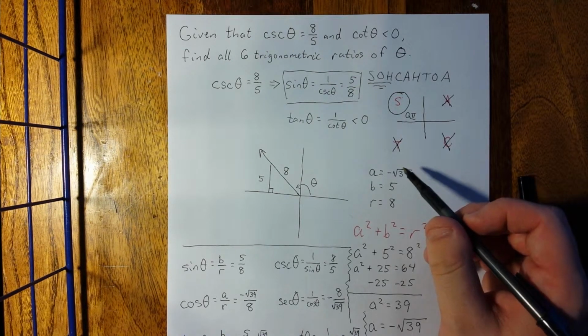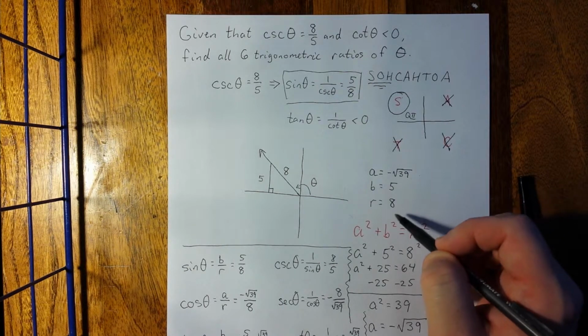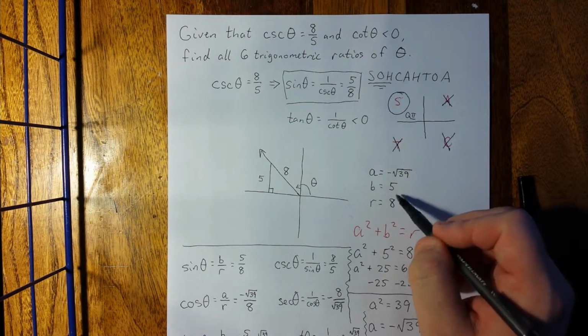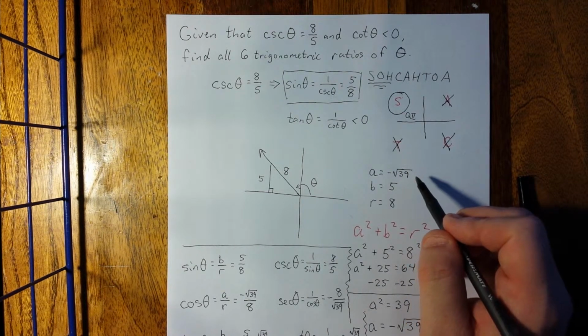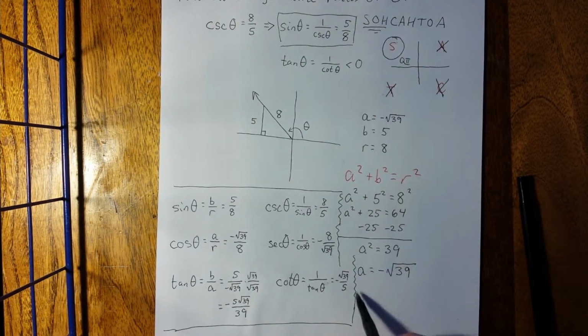Then use those 2 sides to calculate the third side. The third side, whether it's positive or negative, is going to depend on what quadrant we're in. Keep in mind, though, r is always positive. R refers to a distance. A and b, those are your x-coordinate and y-coordinate, respectively. Those can be positive or negative. We were in quadrant 2, which has a negative x-coordinate, so when we calculated our a value, it was negative.